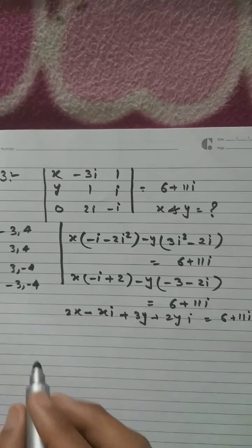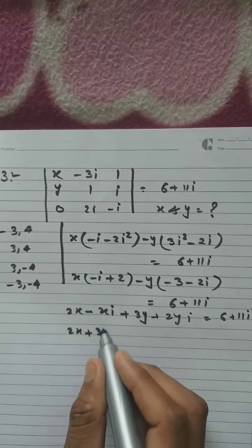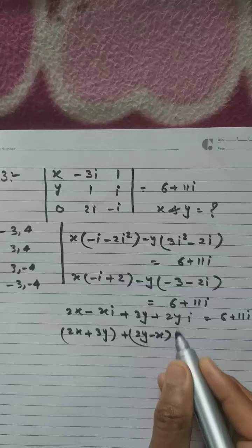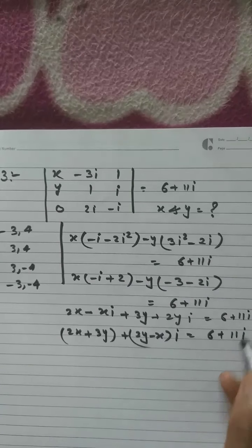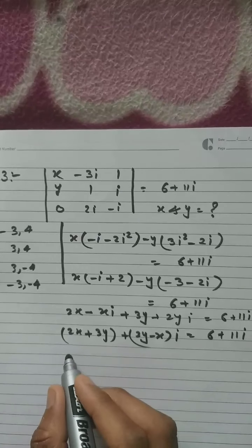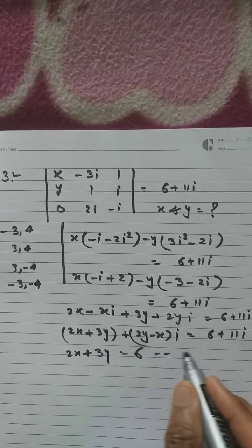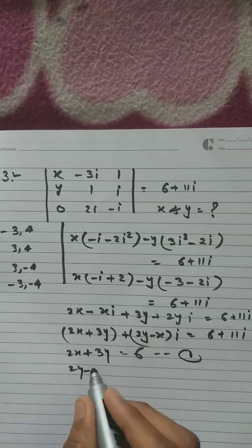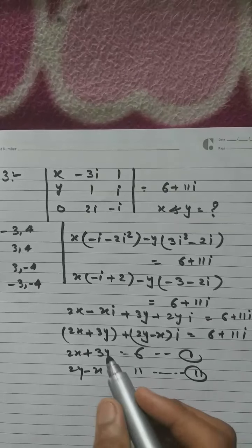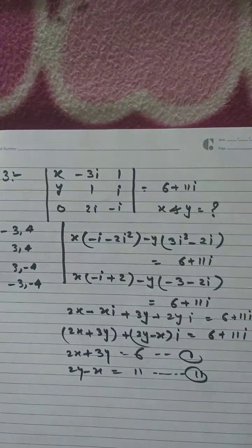Now 2x plus 3y plus 2y minus x iota equal to 6 plus 11i. Now compare the real and imaginary parts on both sides. 2x plus 3y equal to 6, this is equation number first. 2y minus x equal to 11, this is equation number second. You can solve for the value of x and y after simplifying these two linear equations.